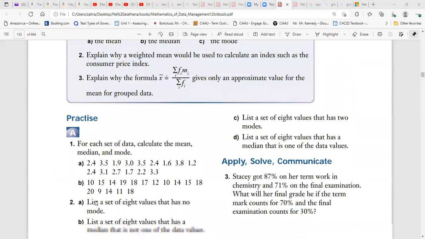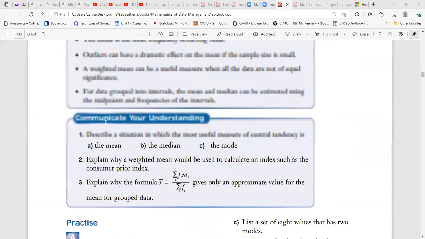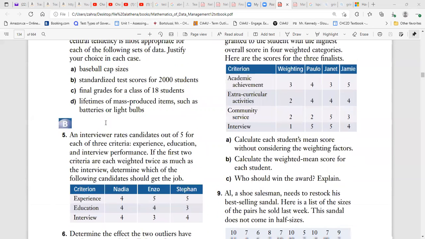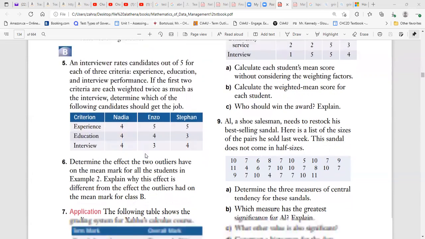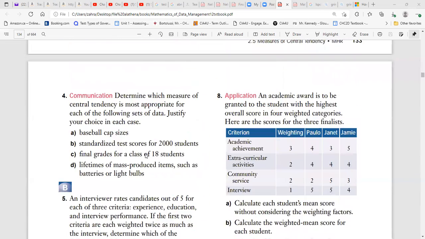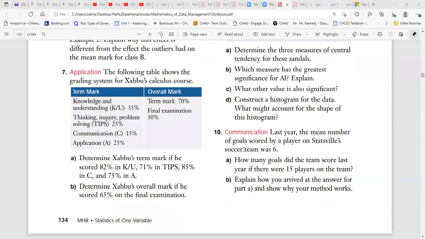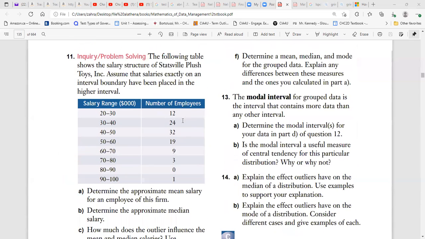Okay, for practice, I'm asking you to do question number 1, question number 9, and question number 11.